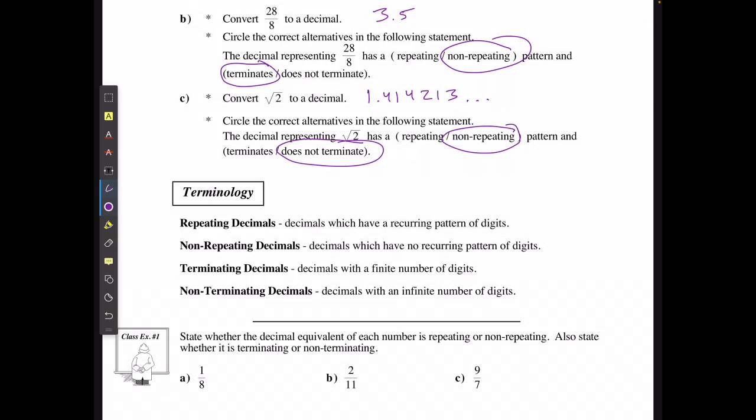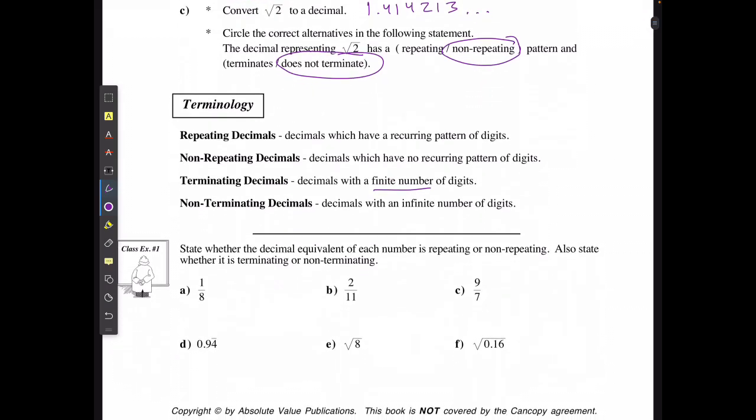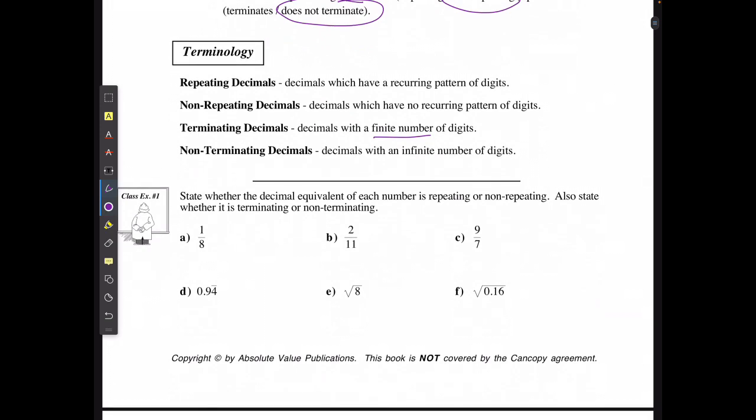Terminating decimals are ones that have a finite number of digits, where they have an endpoint like that 3.5. And non-terminating ones are ones that are going to go on forever. So we can double check this by plugging them into our calculator to find if they're repeating or non-repeating and whether it's terminating or non-terminating.